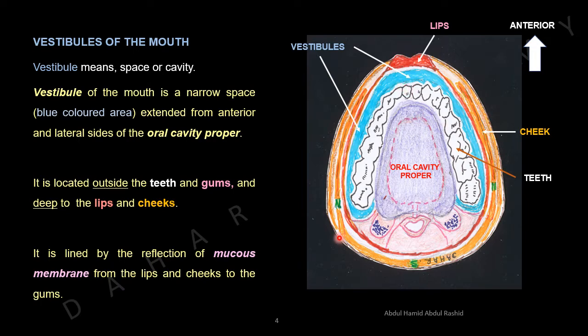Vestibule of the mouth is a narrow space. In this diagram, this blue color is the vestibule of the mouth, extended from anterior and lateral sides of the oral cavity proper. Vestibule of the mouth is located outside the teeth and the gums, and deep to the lips and the cheek. So between the teeth and the cheek, this blue color area is the vestibule of the mouth. It is lined by reflection of mucous membrane from the lips and cheeks to the gums.